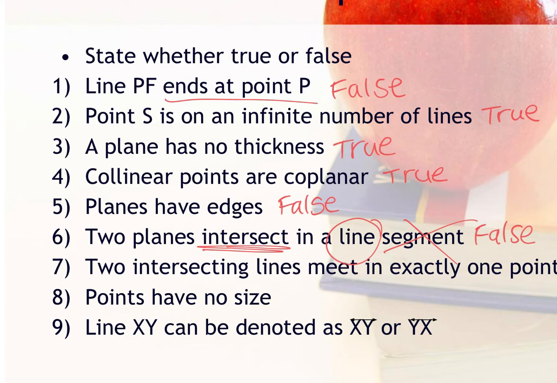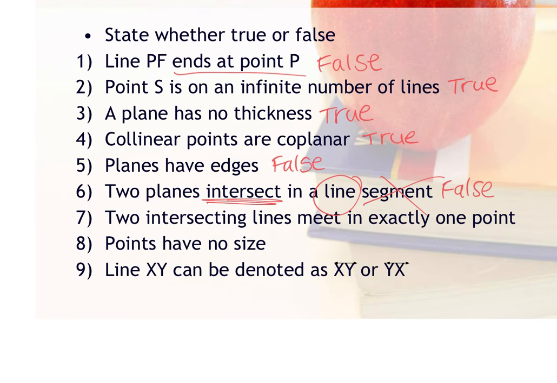Two intersecting lines meet in exactly 1 point. This is true. And points have no size. This is true. Okay, points are non-dimensional. They have no size. Line XY can be denoted as XY or YX. That is also true. Okay?